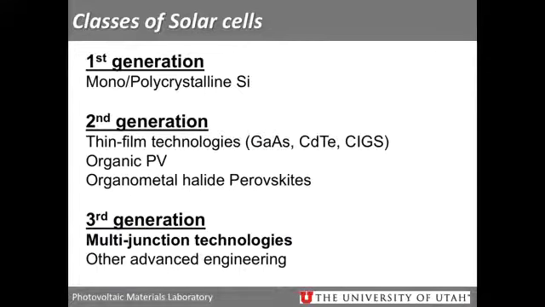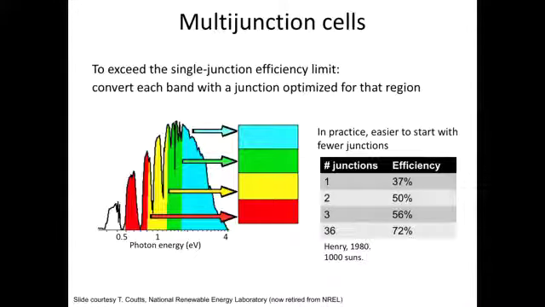Okay, so the last class that I was going to talk about is these third generation technologies, so advanced engineering that pushes you past the Shockley-Queisser limit, the maximum single junction efficiency limit. So the idea with multi-junction cells is that you have different pn-junctions, as I talked about, that are tuned to absorb at a specific wavelength. So this is essentially a similar calculation of maximum efficiency to the one done with Shockley-Queisser, but increasing the number of junctions.